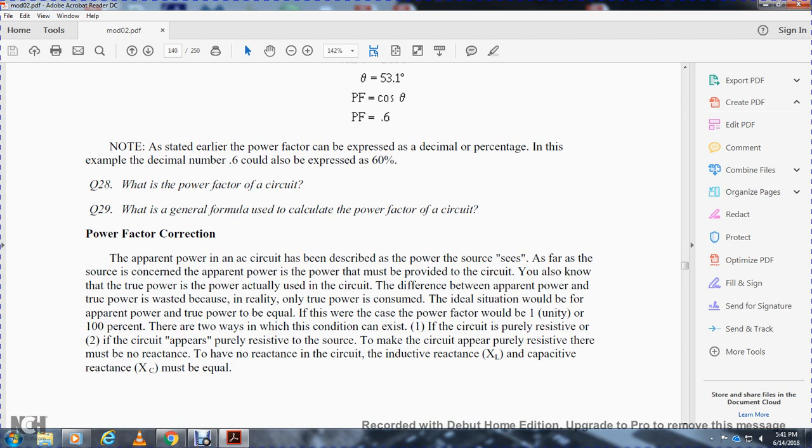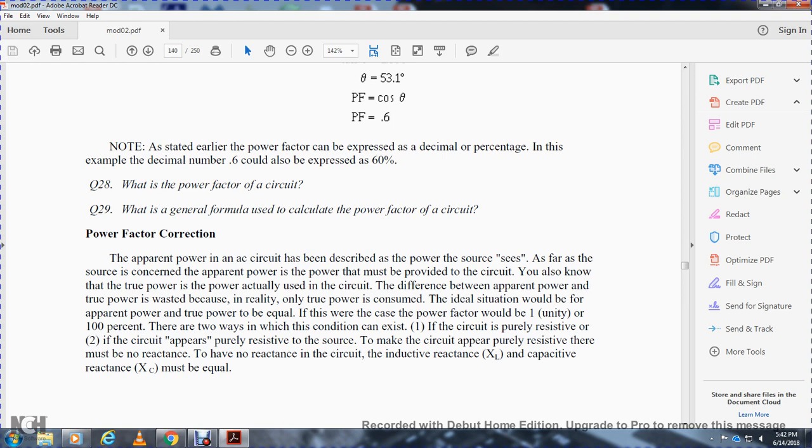Alright, power factor correction. Apparent power in AC circuits has been described as the power seen by the source. As far as the source is concerned, apparent power is what must be provided to the circuit. You must also know the true power, which is the power actually used in the circuit. The difference between the apparent power and true power is wasted because of the reactance. Only true power is consumed.